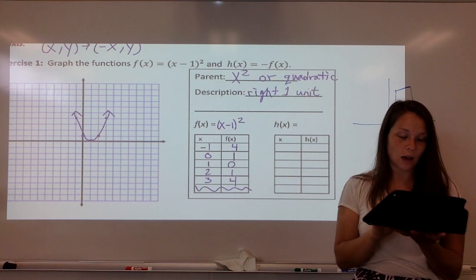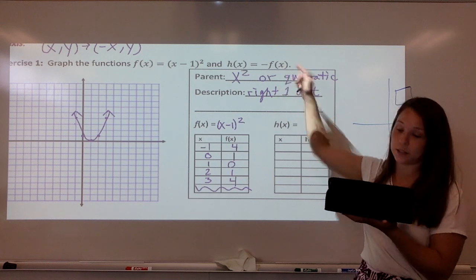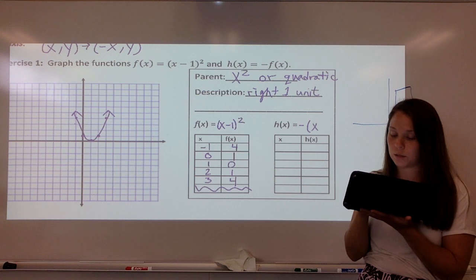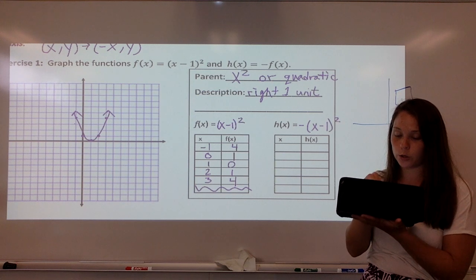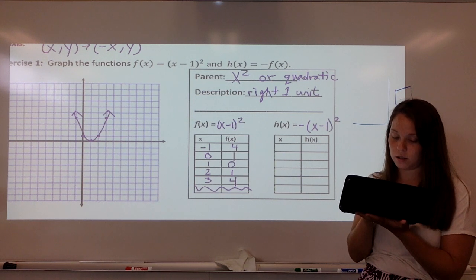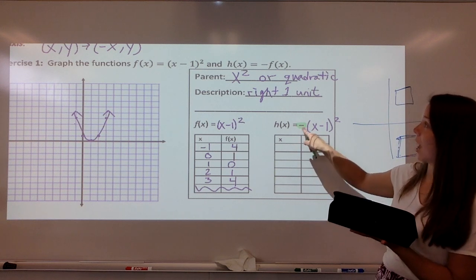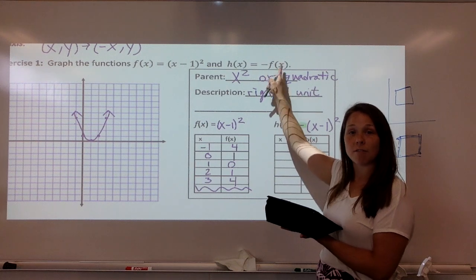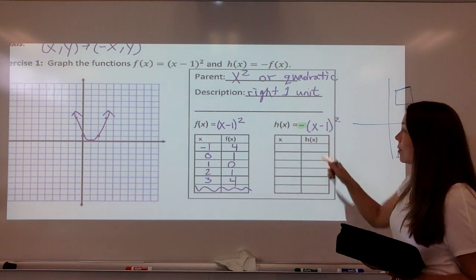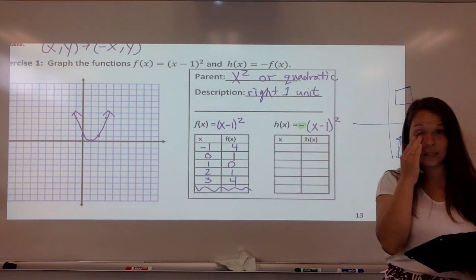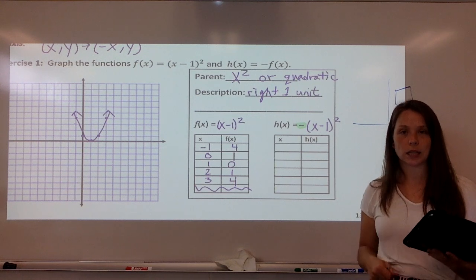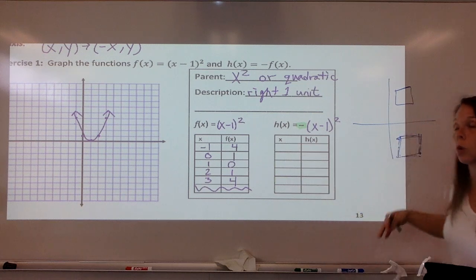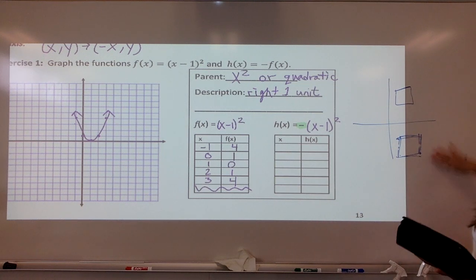So if I were to write this out, not using so much of this notation, it would be negative x minus 1 squared. So that negative would be located here out front of the grouping symbol, because notice it's out front of this f of x notation. Now it's outside the grouping symbol, which means it's affecting the graph vertically. A vertical transformation and a vertical reflection means we're reflecting over the x-axis.